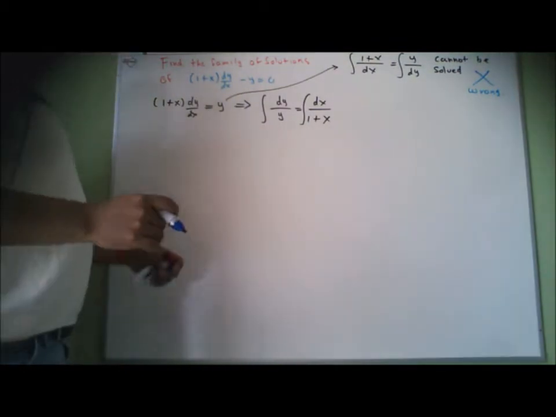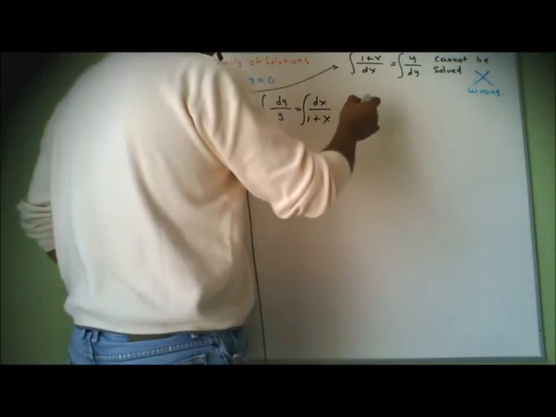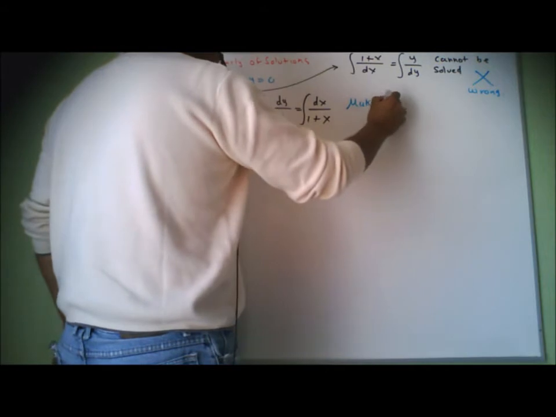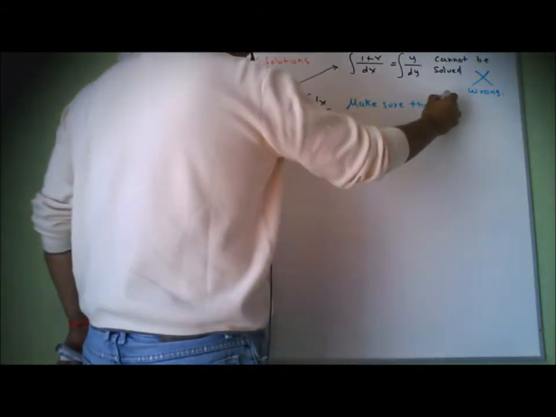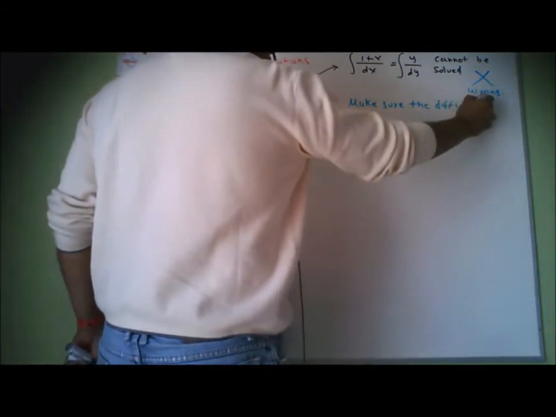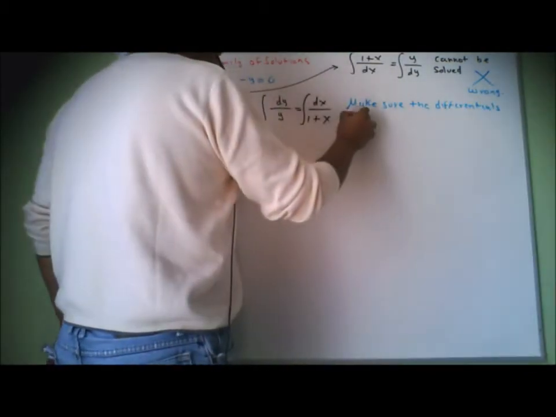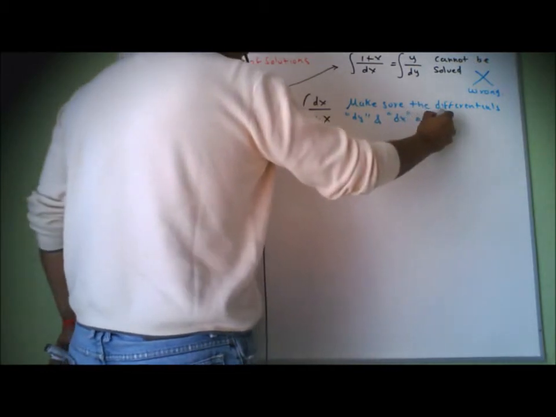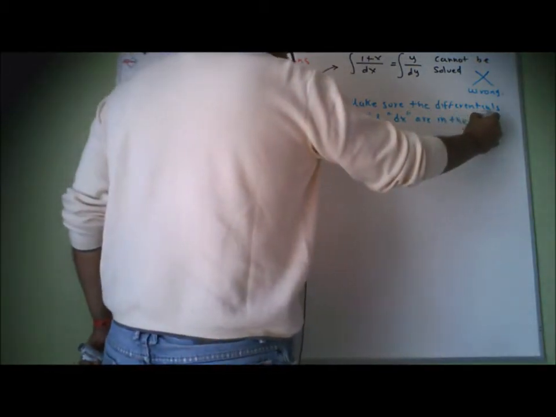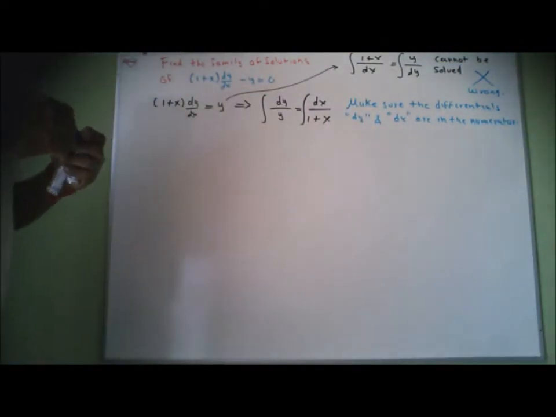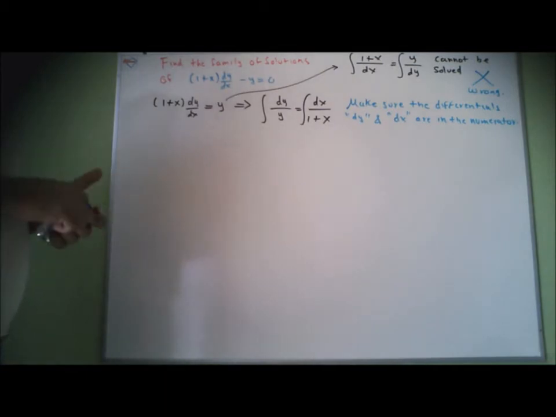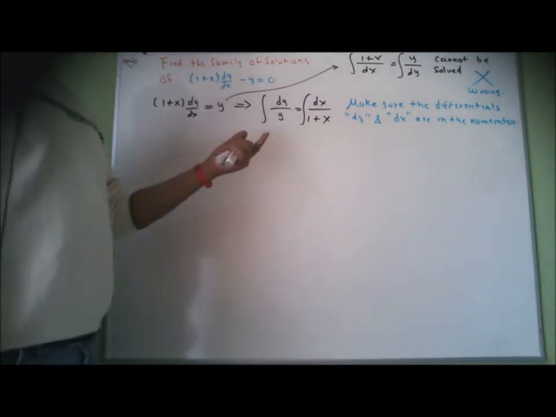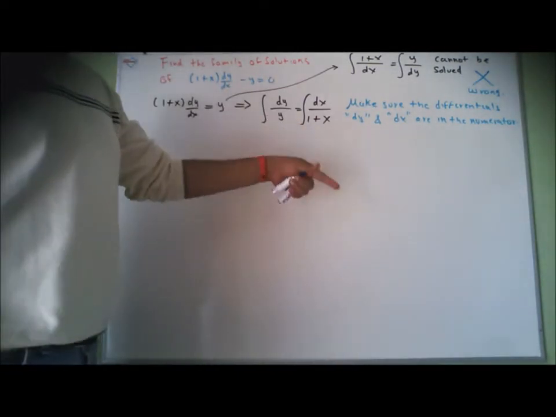Okay, now this is the correct path. So I'm going to make a note here: make sure the differentials, meaning differential of y and differential of x, are in the numerator. Otherwise you cannot solve it. Okay, so now let's continue with the process. The first step is to separate the variables. The next step is to apply the integrals and then solve them.